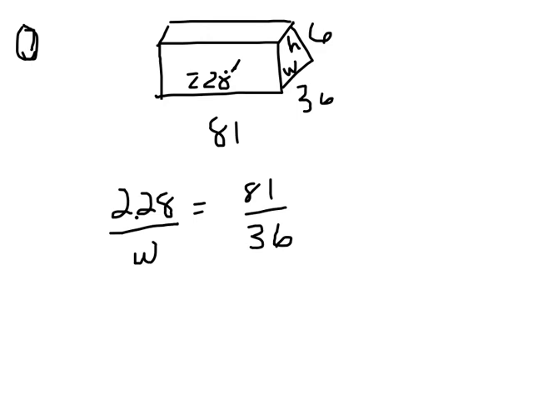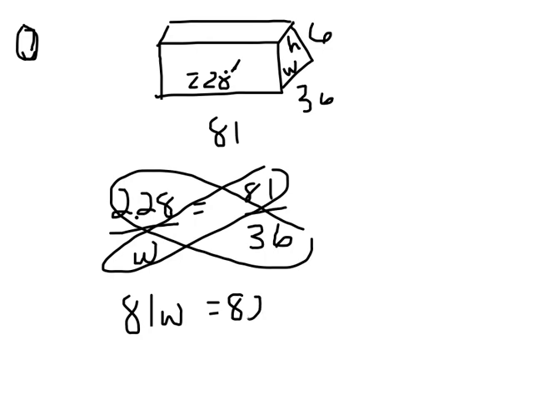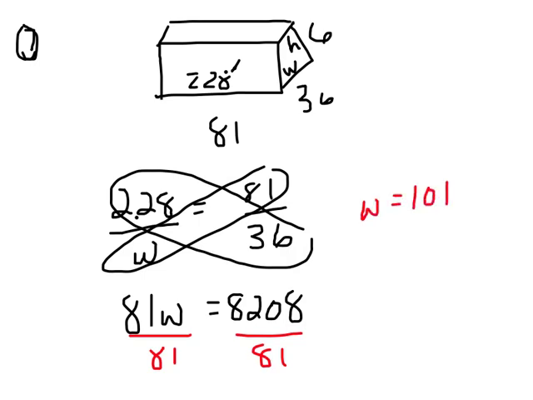Cross multiply, right? We could say 81 times W is 81W, and 228 times 36, let's do that on the calculator, is 8208. So if I divide both sides by 81, isn't that what I would do to solve now? I'll do it in a different color so you can see that was a different step. I divide by 81. You get the width is equal to 101 and a third, or 101.333.